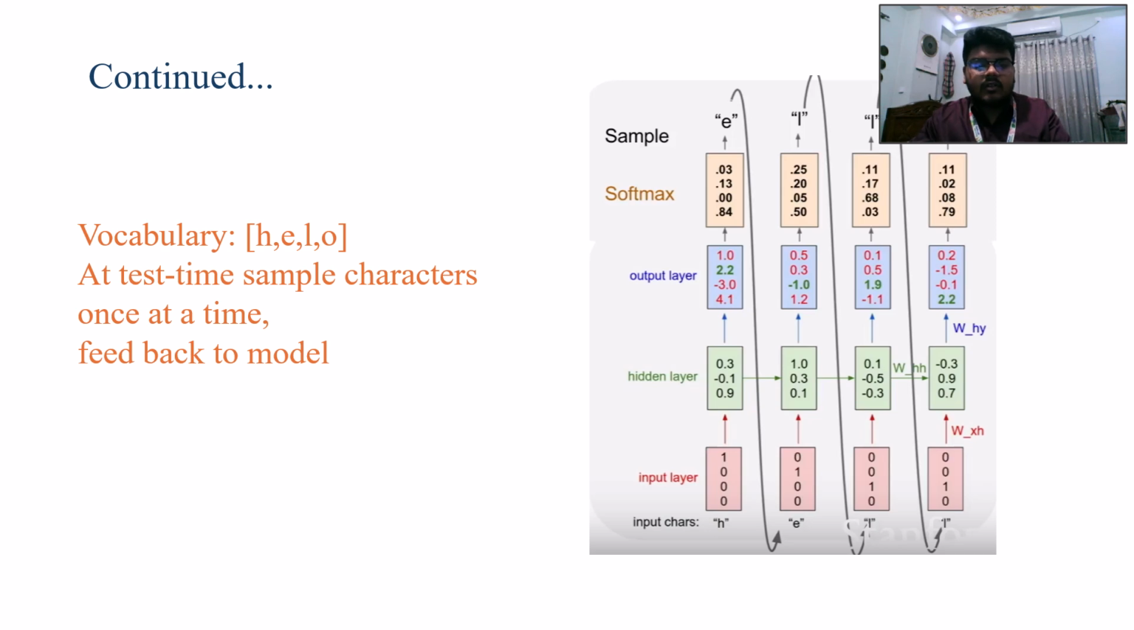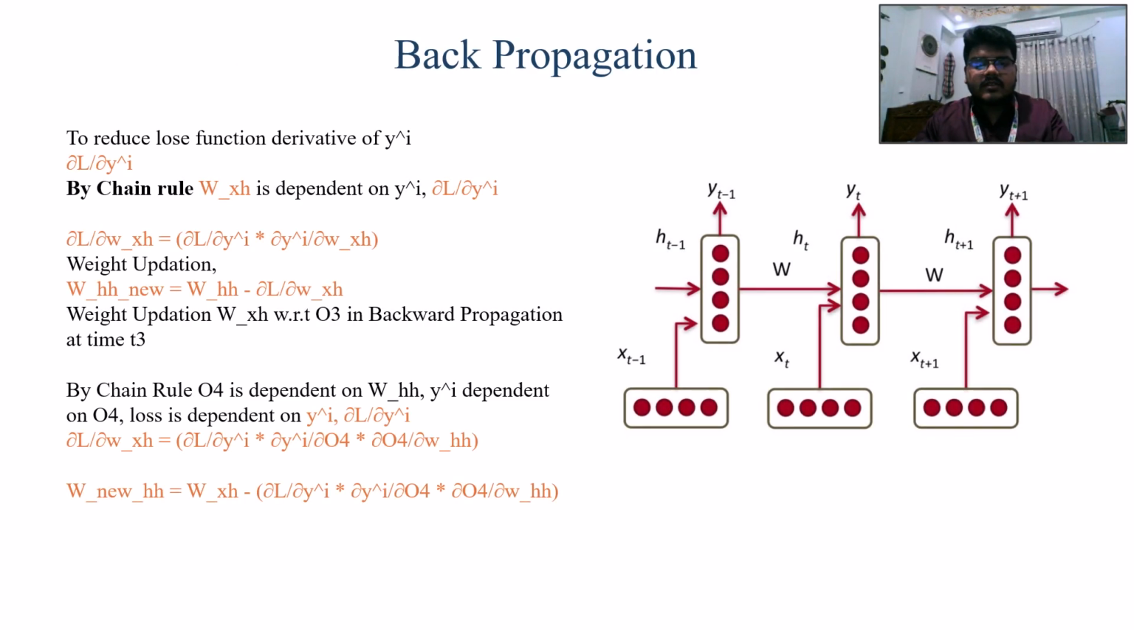With the vocabulary hello, at test time we sample characters one at a time and feed back to the model. Here is our backpropagation. To reduce the loss function, we take the derivative with respect to yi, denoted with small delta, so del L divided by del yi, and by the chain rule Wxh is dependent on xi.